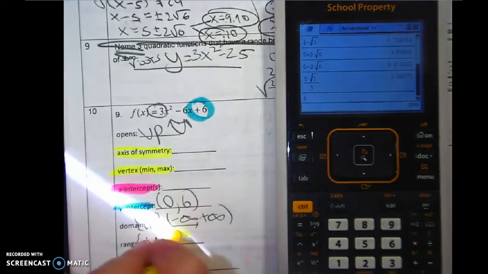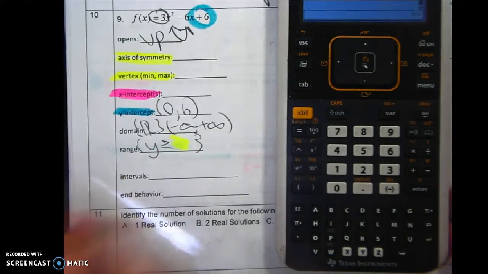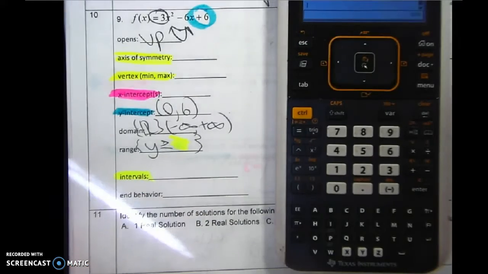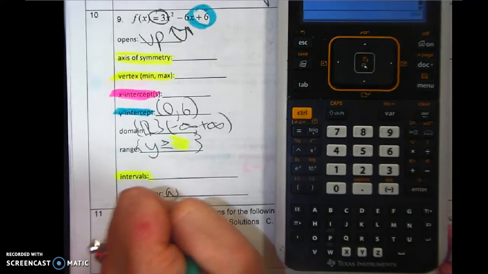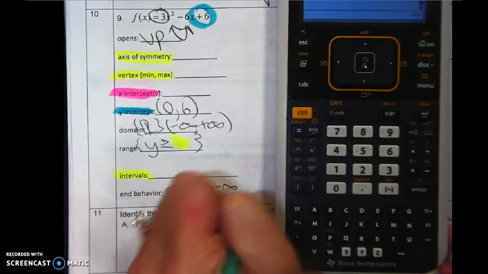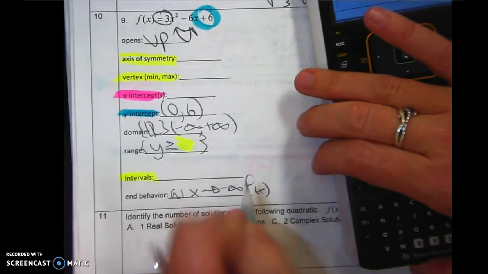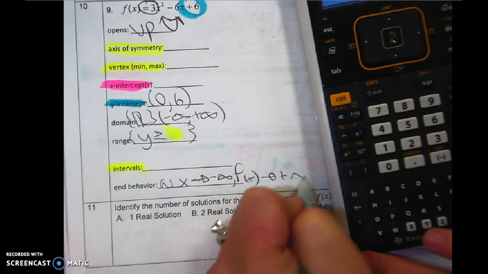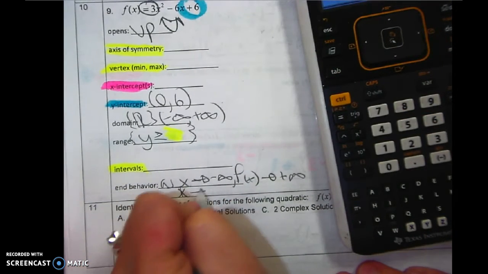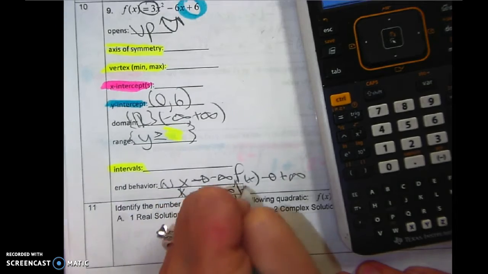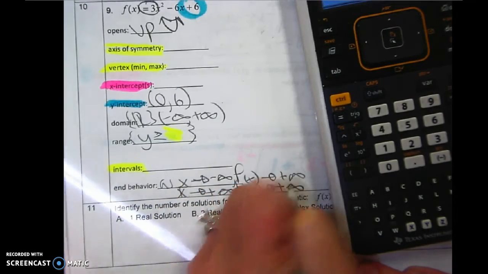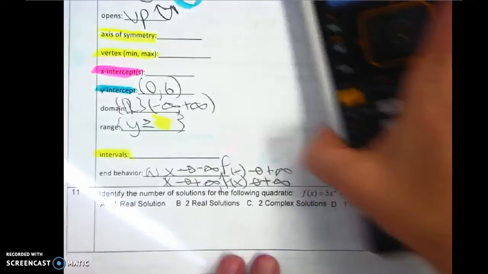I need the y value of my vertex. Intervals are dependent on my vertex. I'll wait for that. End behavior I can do: as x approaches negative infinity, f of x approaches positive infinity because it's going up. As x approaches positive infinity, f of x approaches positive infinity. So I did what I could, that was no problem.